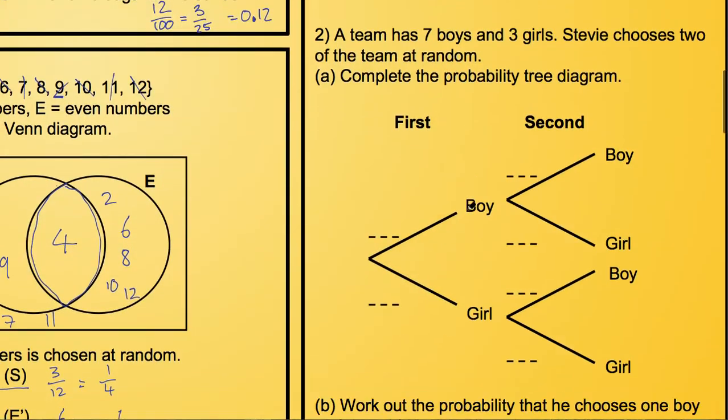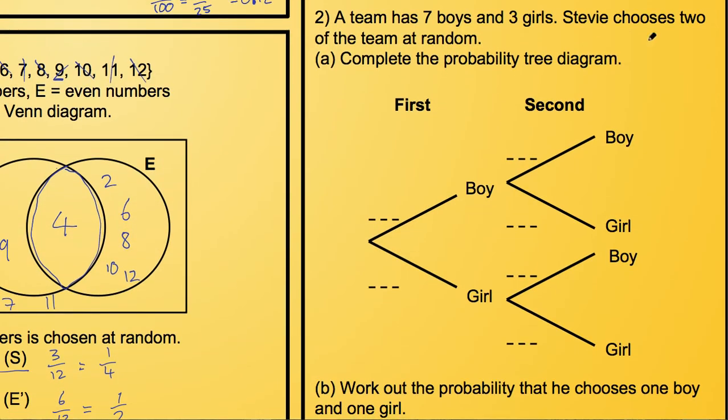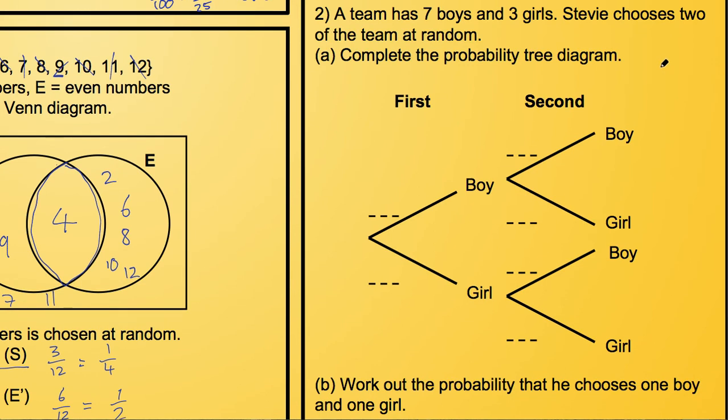Question 2. A team has 7 boys and 3 girls. Stevie chooses 2 of the team at random. Now this is the one where even if they're being chosen at the same time, we have to list it as if one person is chosen and then the other. These are not independent. This is conditional probability because once one of them has been picked, of course, that person cannot be picked again. So in the first pick, we've got 7 out of the 10 are boys and 3 out of the 10 are girls.